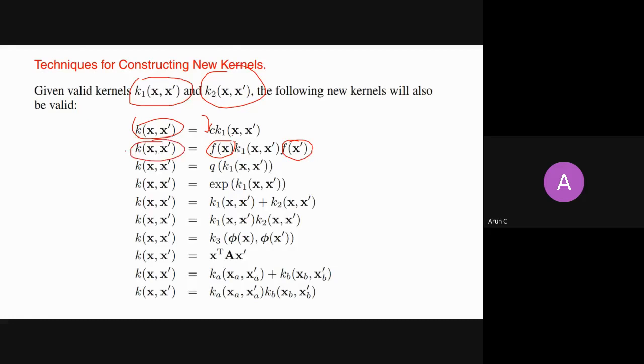What is a valid kernel function? It has two properties, symmetry and positive semi-definiteness. So you can do all these things and you will always get a valid kernel.